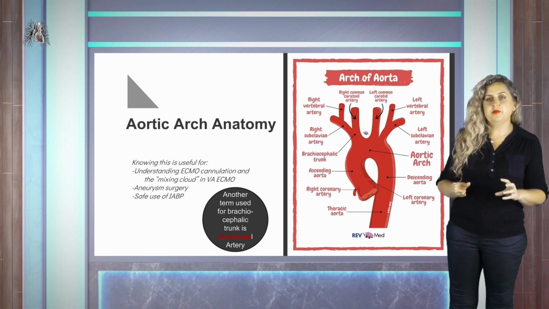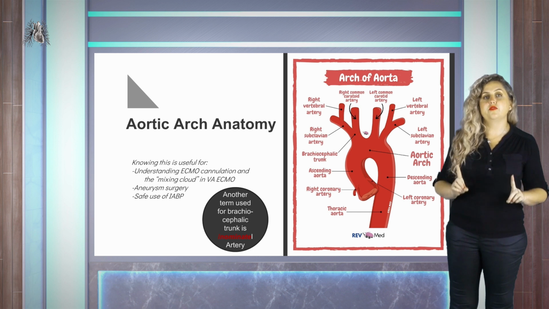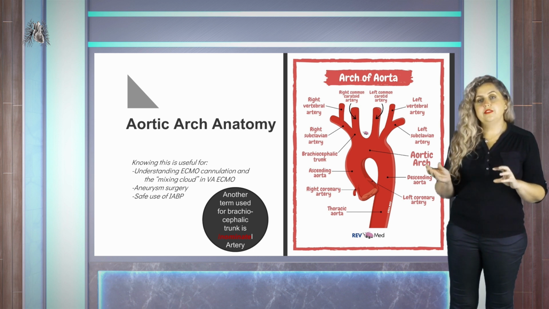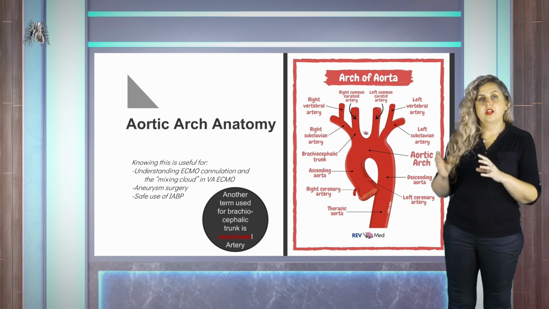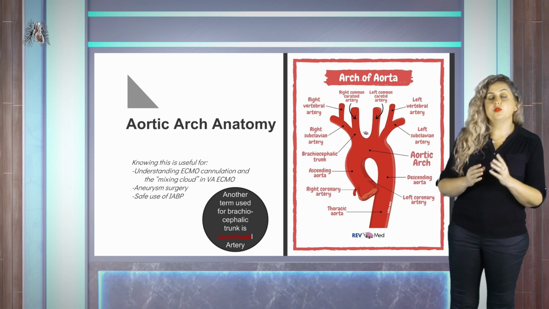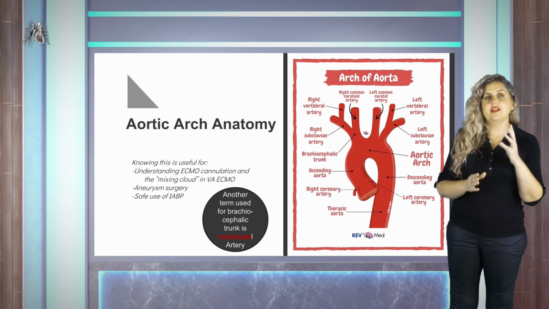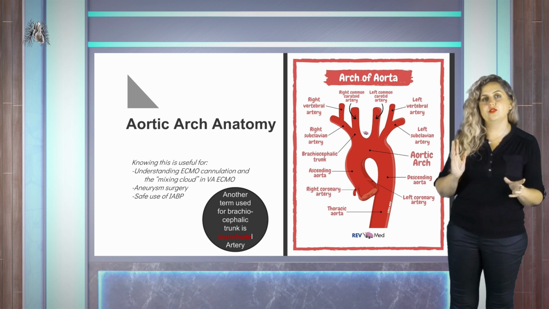Also, neurological observations. There's 2 different arteries for the 2 different sides of your brain. If you've got ECMO mixing cloud that's too high or too low, or something going on there with the balloon pump, you'll also notice the difference in the pupil size and neurological observations of the 2 sides of the body.